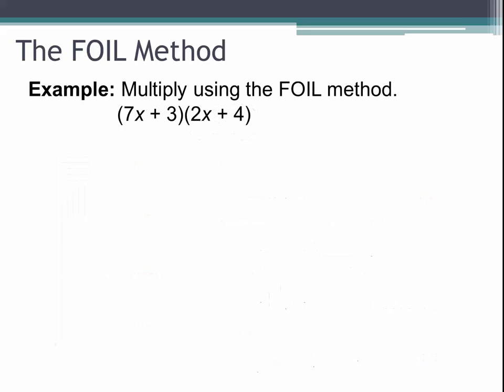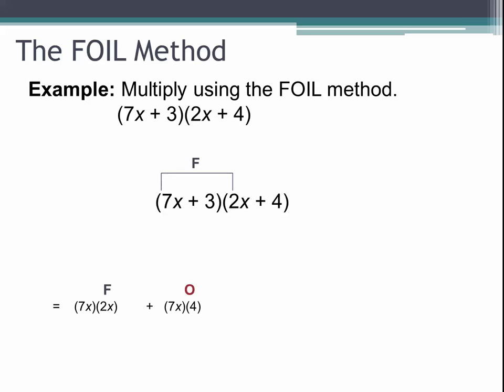So let's add numbers to it. Multiply using the FOIL method. 7x plus 3 being multiplied by the quantity of 2x plus 4. So we have two binomials being multiplied here. Our F stands for first terms, which is the 7x times the 2x. Our O will be our outer terms, or the 7x times 4. The I will be the inner terms, or 3 times 2x. And the L is the last terms, or the 3 times 4.